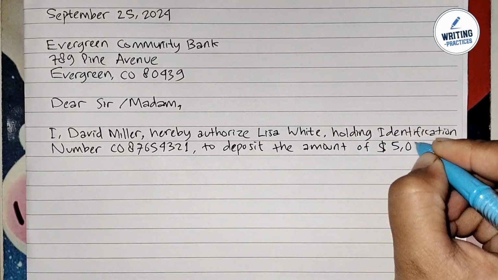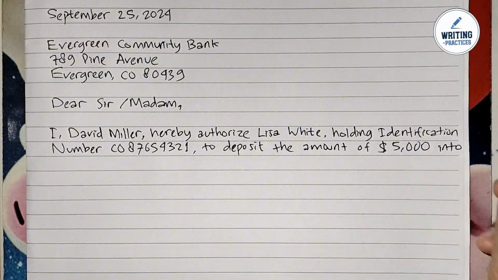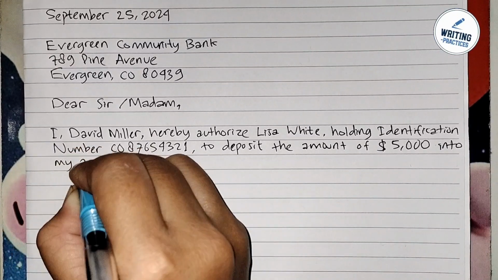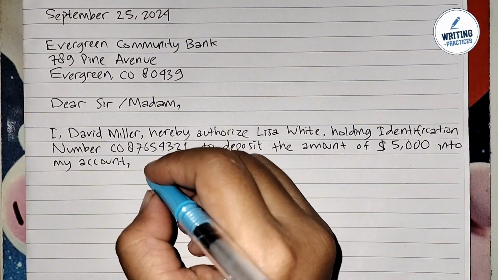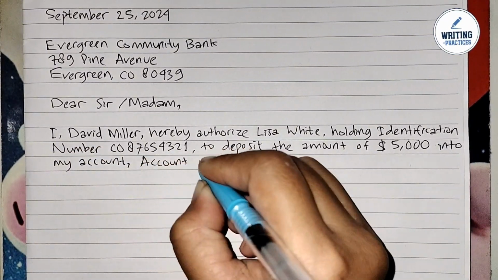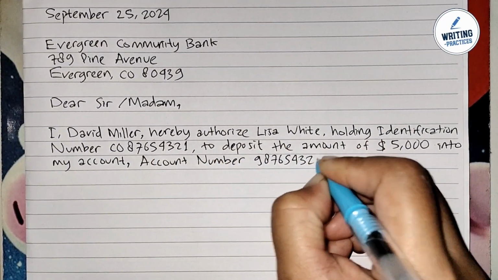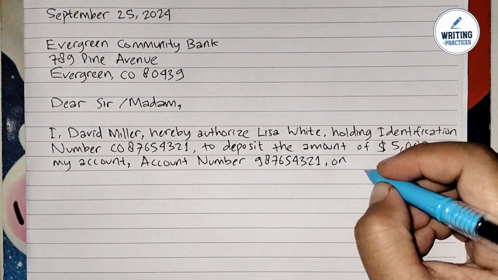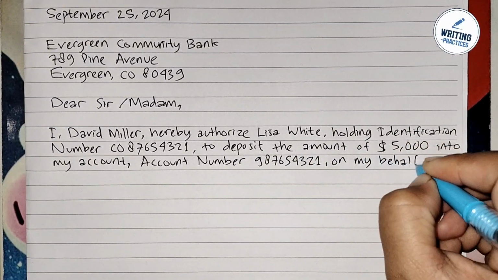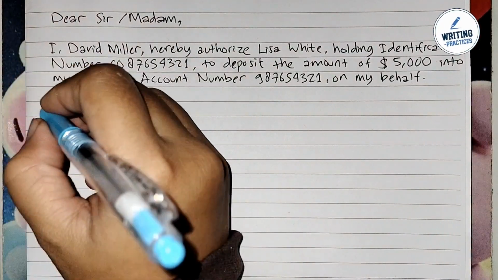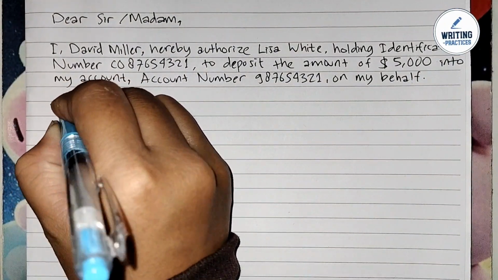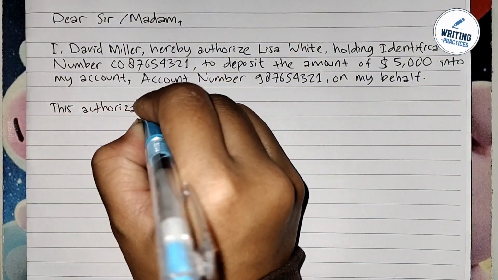Of course, write all clearly detailing the intended action. And here is an example of how you write it. I, David Miller, hereby authorize Lisa White, holding identification number Colorado 87654-321, to deposit the amount of $5,000 into my account number 987654321, on my behalf.